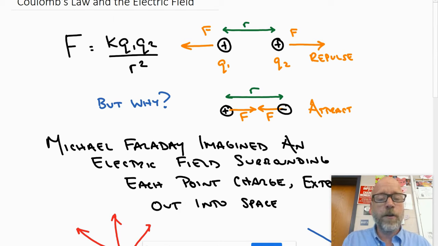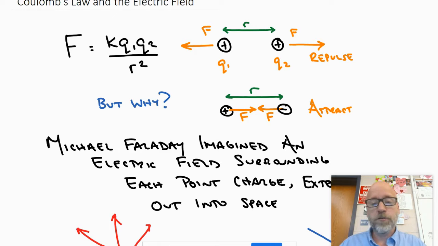Now, to define the variables, the distance R is measured from center to center. The charges Q1 and Q2, that's a lowercase q that we use to represent a single charge. The force we're going to represent as an F, and it's a vector, so the length of the force gives us the magnitude. So which charge feels a greater force? That's right, they feel the same, just like two masses in a gravitational interaction.